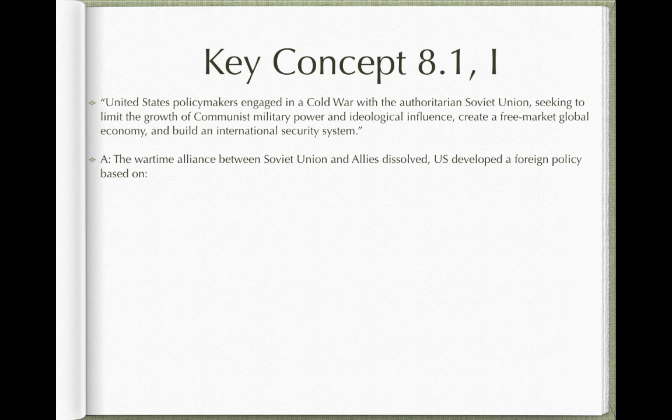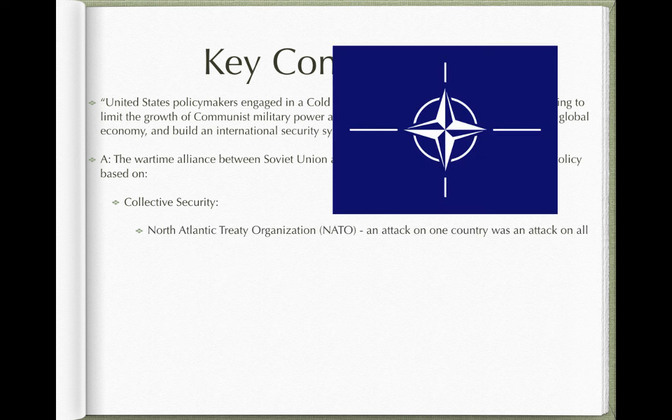Now, letter A states, the wartime alliance between the Soviet Union and the Allies dissolved. Keep in mind, the Soviet Union, the US, France, Great Britain all fought on the same side during World War II, but once that war was over, the alliance disappeared. And the US will develop a foreign policy based on collective security, or security for a big group of people. And you see this through the North Atlantic Treaty Organization, or NATO, which was created by the US and its allies like Great Britain and France. And this was created in an effort to limit the power of the Soviet Union. And if one country was attacked in NATO, it was as if they all were attacked.